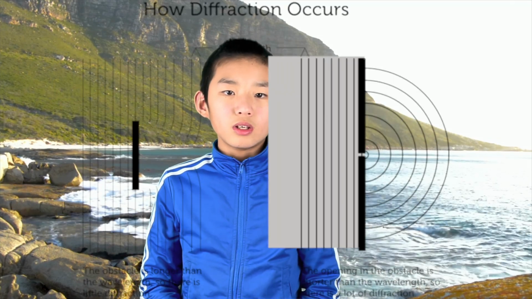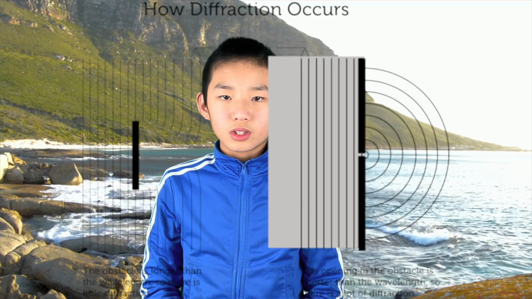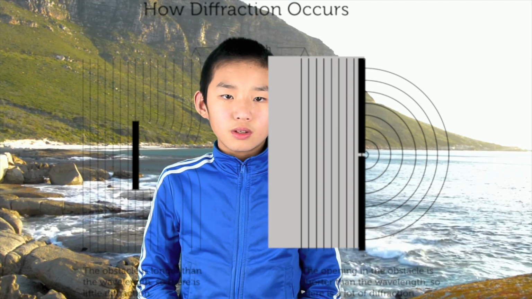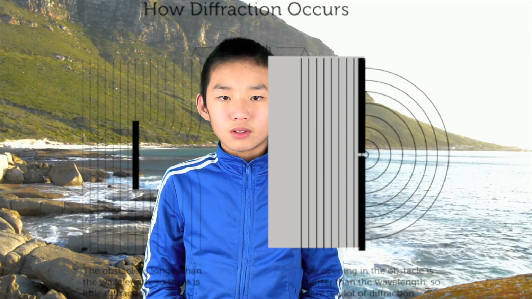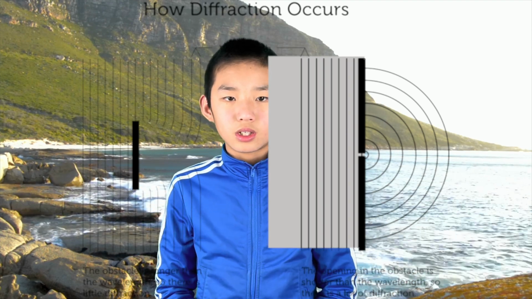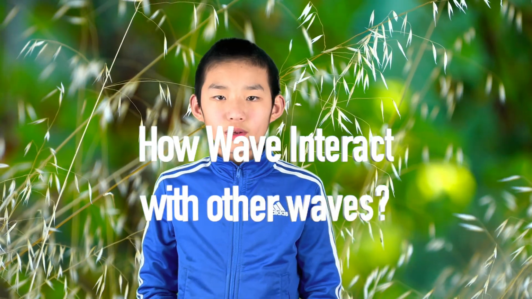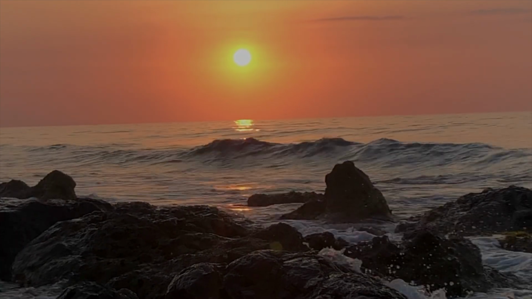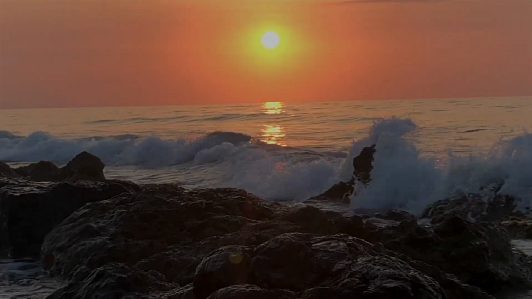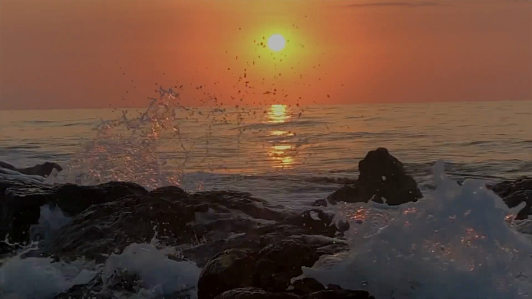Diffraction is minor if the length of the obstacle or opening is greater than the wavelength. Diffraction is major if the length of the obstacle or opening is less than the wavelength. How do waves interact with other waves? Waves interact not only with matter, waves also interact with other waves.